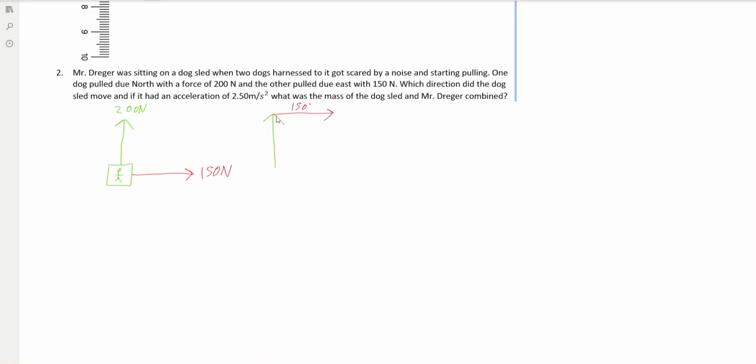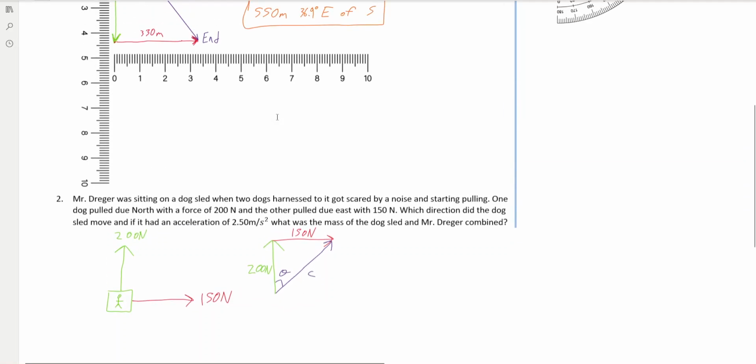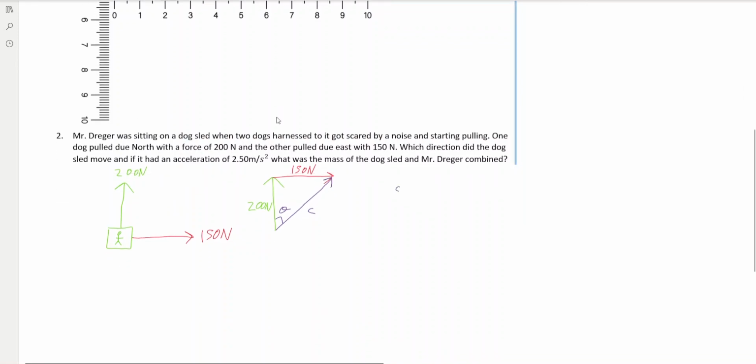We've got 150 newtons here. We've got 200 newtons here. And so what we're looking for is the resultant vector, that is in this direction. So what is the angle here, and what is the value of that resultant vector? It's exactly the same as the last question. So all we have to do is c squared equals a squared plus b squared. This is Pythagoras.